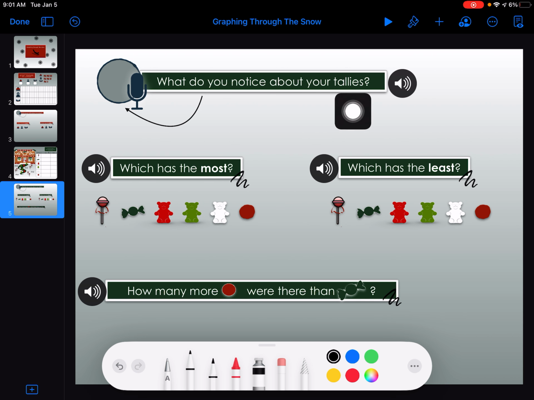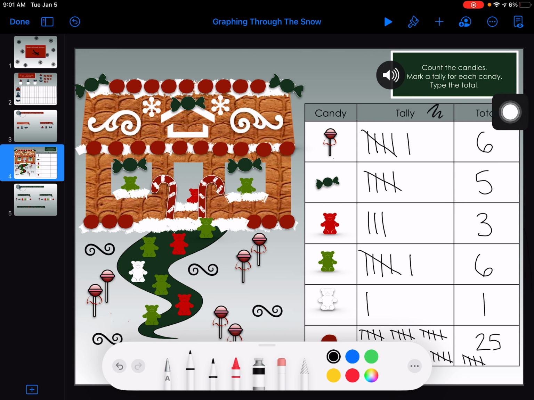What do you notice about your tallies? Look at all the tallies that we drew to represent how many candies were on the house. What do you notice about them?